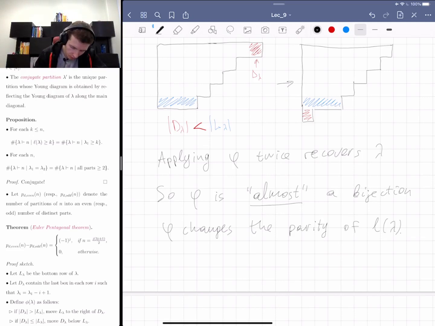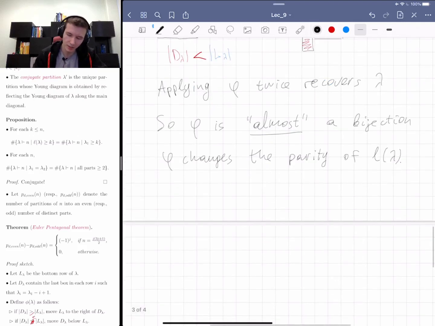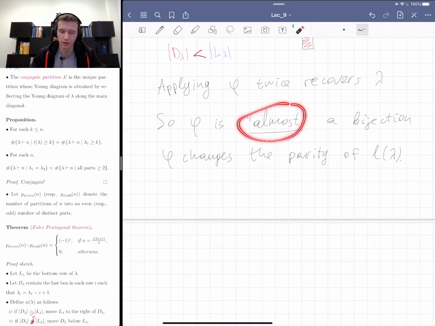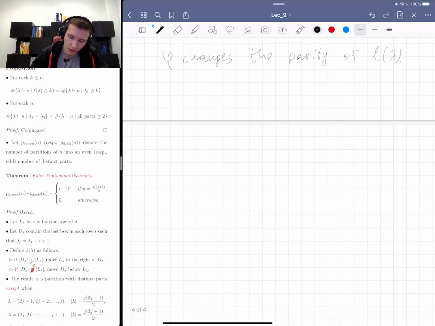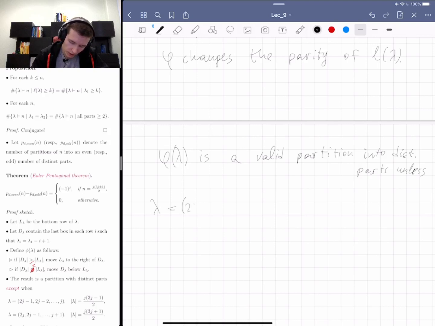Greater than or equal, and strictly less. So the only problem is that this is not quite a bijection, because it does not always produce a partition. So phi of lambda is a valid partition into distinct parts unless lambda is one of the following two: 2j minus 1, 2j minus 2, etc., down to j, or lambda is 2j minus 1, etc., up to j plus 1.